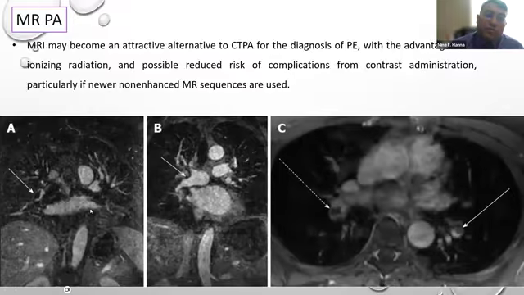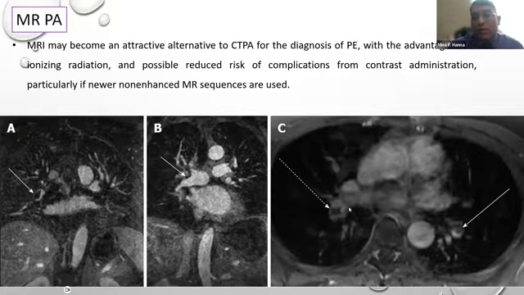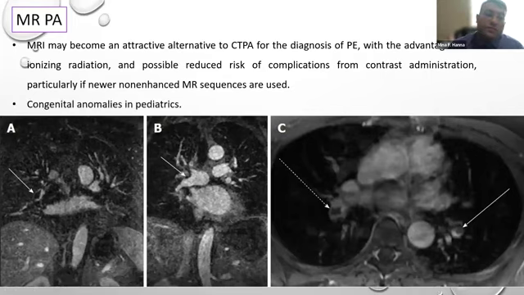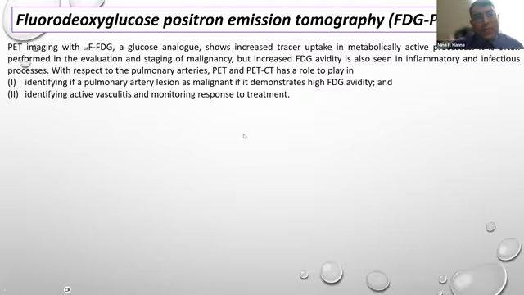Like this patient, this is post-contrast. You see a filling defect here in the pulmonary artery. You see peripheral thickening of chronic PE. You see a filling defect here, and so on. So it can be used without contrast or with contrast to see the PE. For congenital anomalies in pediatrics, MRI is also preferred because of the radiation exposure.